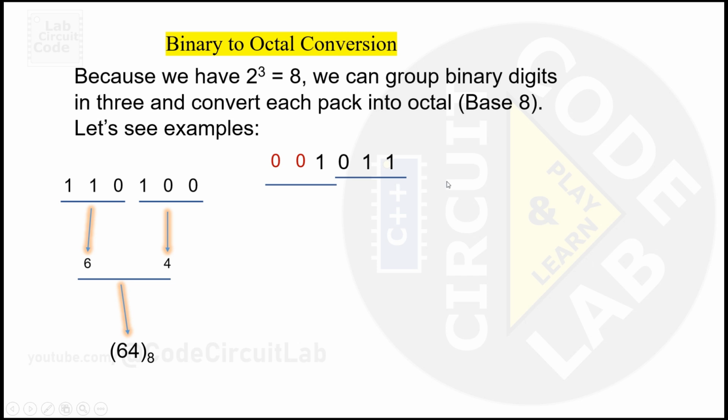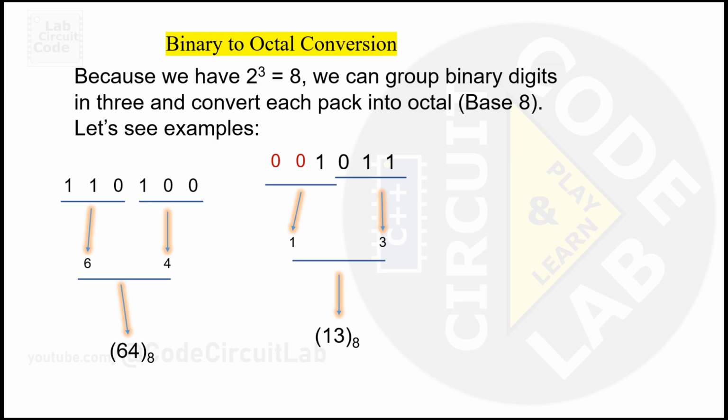Now, the first group is 1 plus 2. So we have a 3 here. The second group is only 1. So we have a 1 here. Our binary number is 13 in octal.